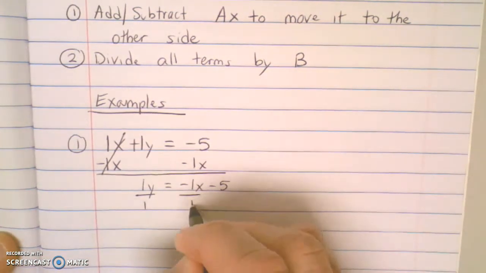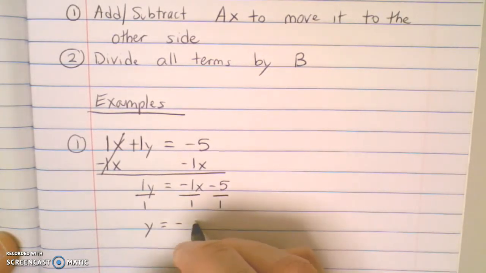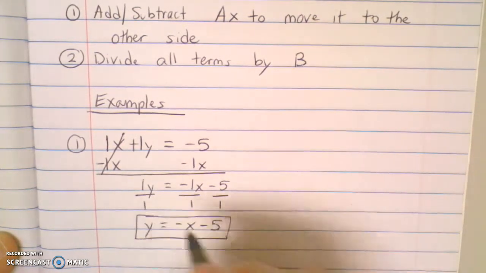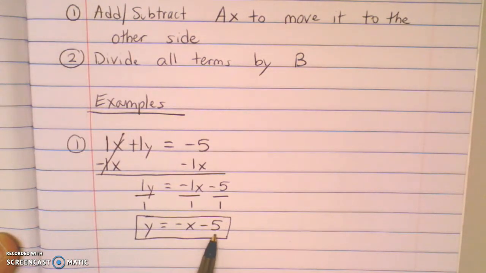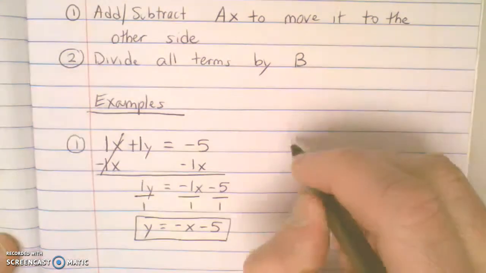And then you could divide everything by 1. So I would get y equals -x minus 5. And now that's in a format that we're used to because it's slope-intercept form. I can plot the y-intercept, and I can use the slope of -1 to graph it.